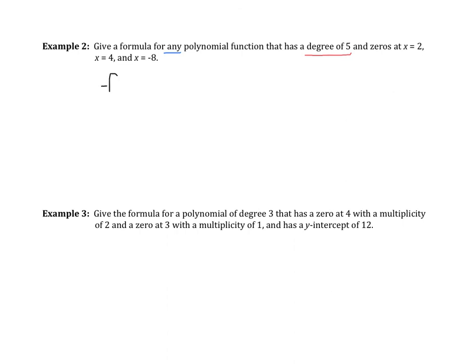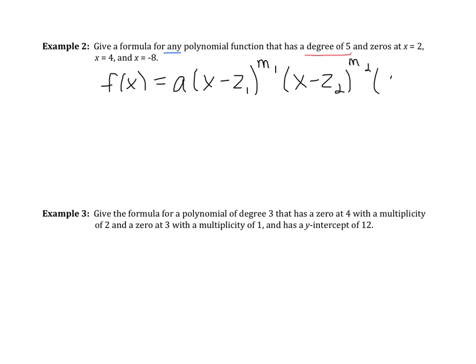So in general, this is what my formula is going to look like. We can put some number out in front. Then we'll have x minus the first 0. It will have a multiplicity. X minus the second 0, it will also have a multiplicity. And then x minus the third 0. That's going to have a multiplicity as well.